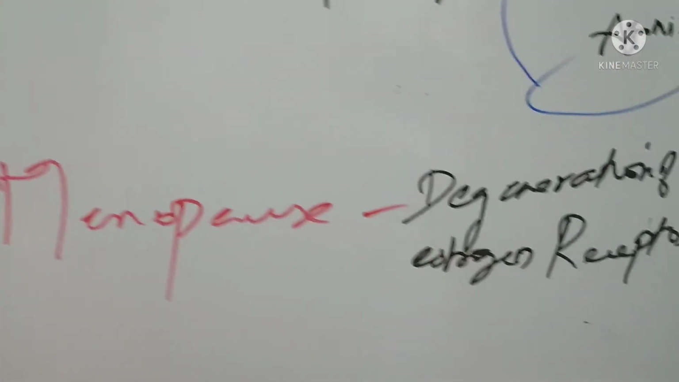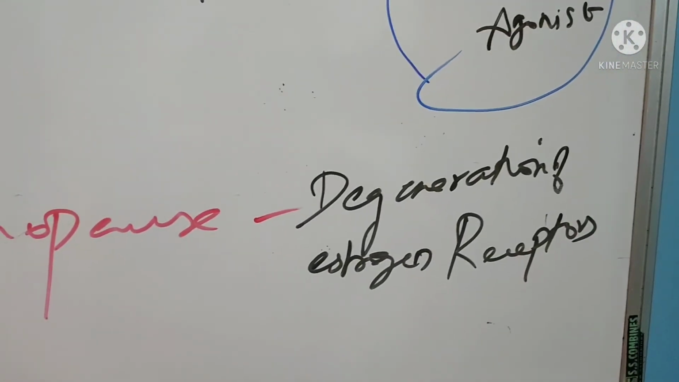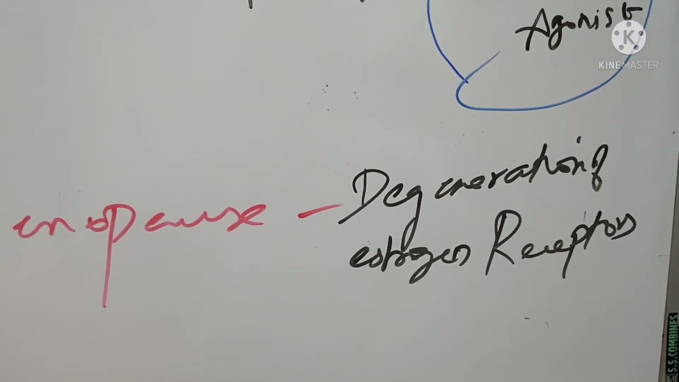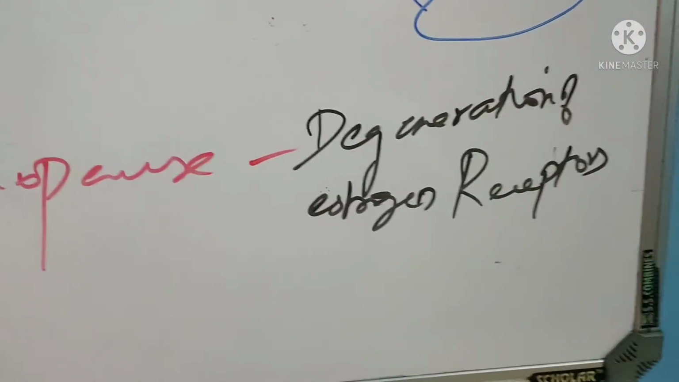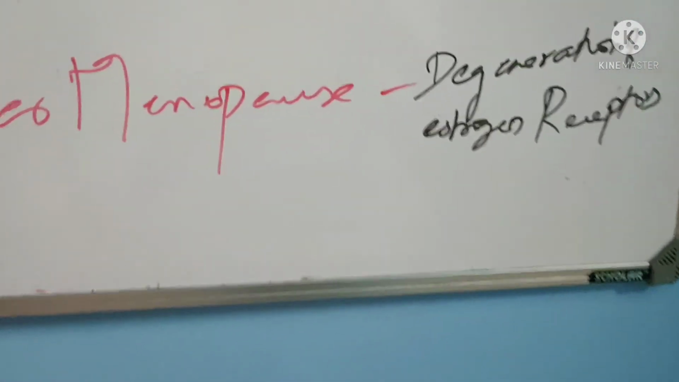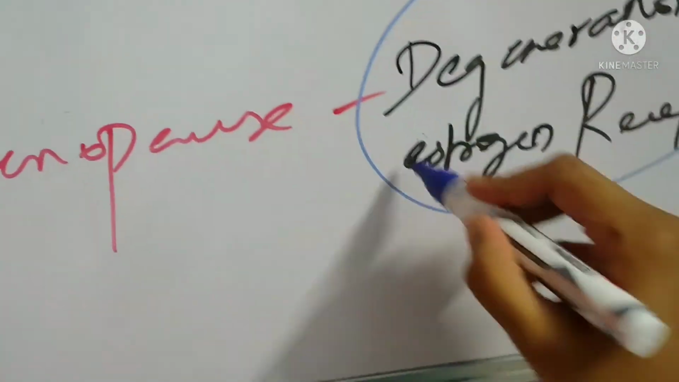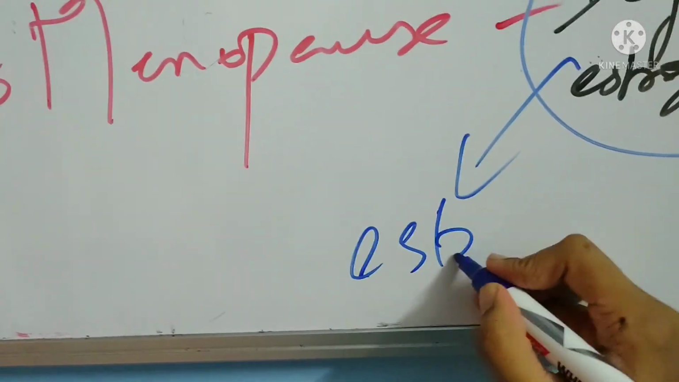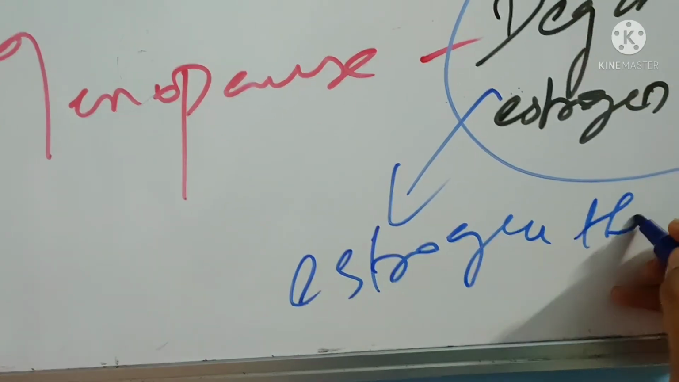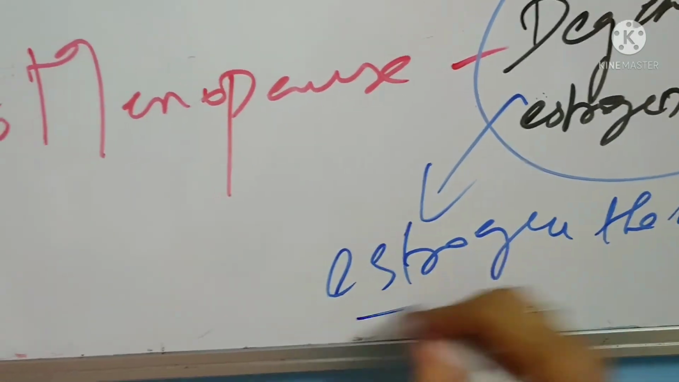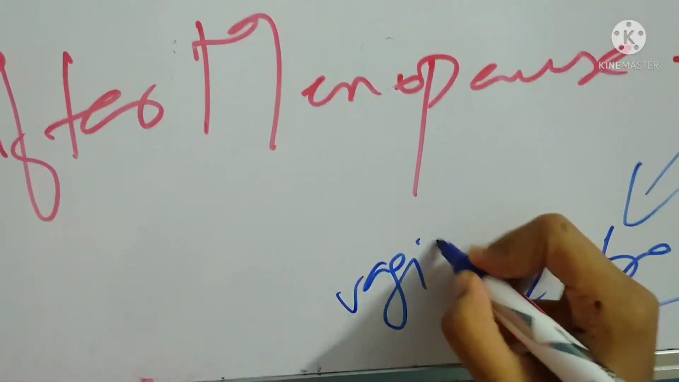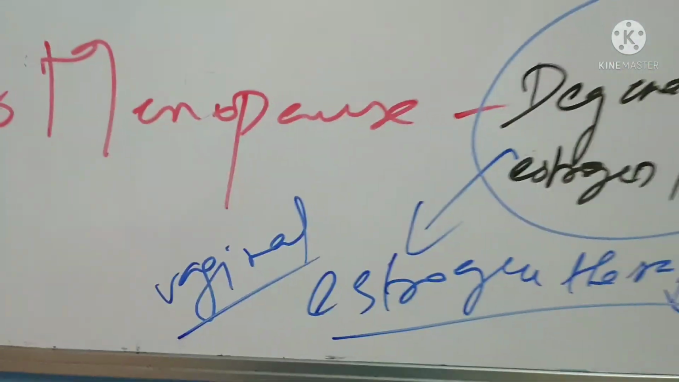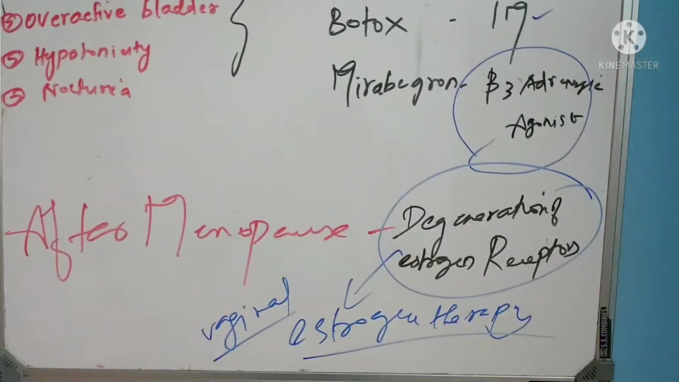What happens after menopause also, there occurs urinary urgency, you would have noticed. This is due to the degeneration of estrogen receptors. In these cases, what may be the treatment? Estrogen therapy. So vaginal estrogen therapy is used. These are about the other drugs.